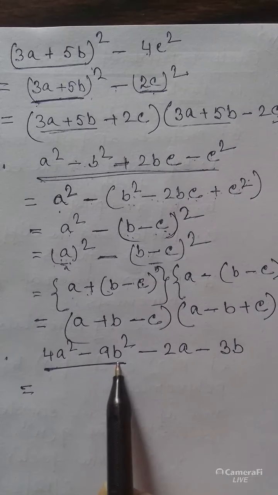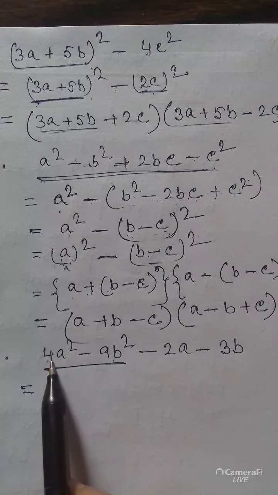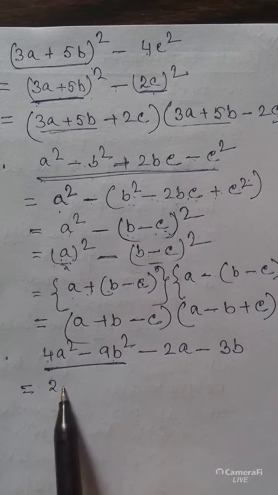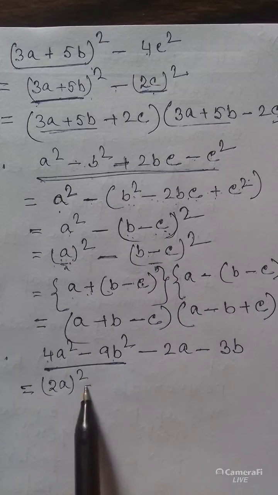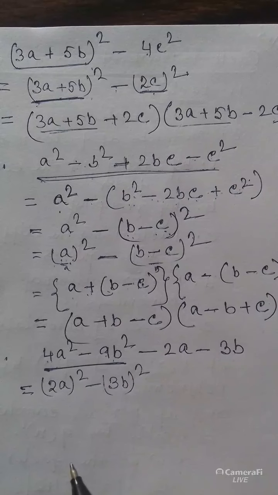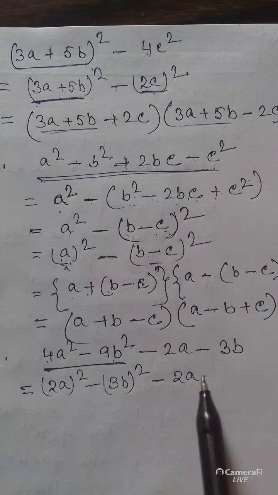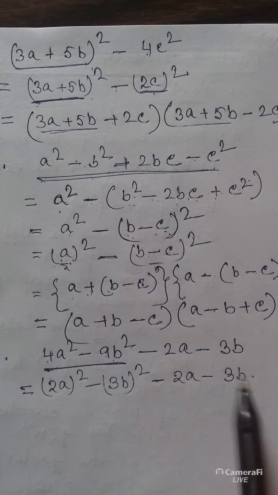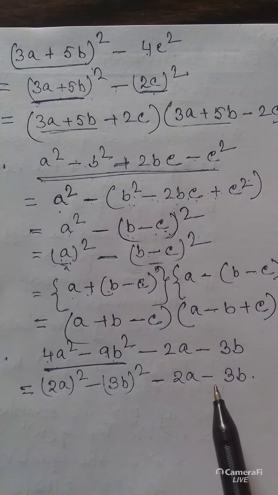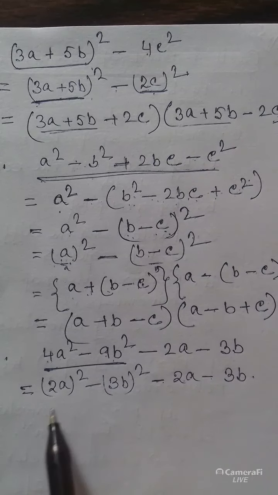4a² is one square and 9b² is another square. We have to change this. 4a² means (2a)², and 9b² means (3b)². After that, −2a − 3b has no square, so these two terms stay as they are.